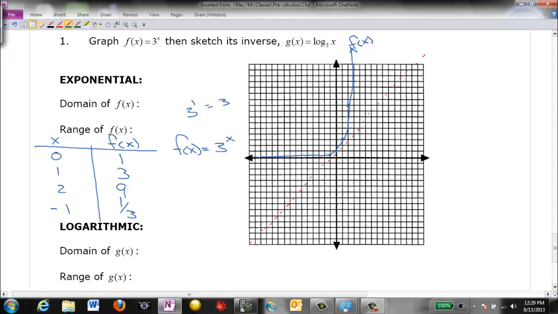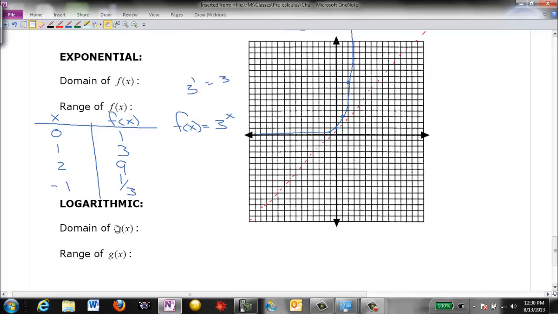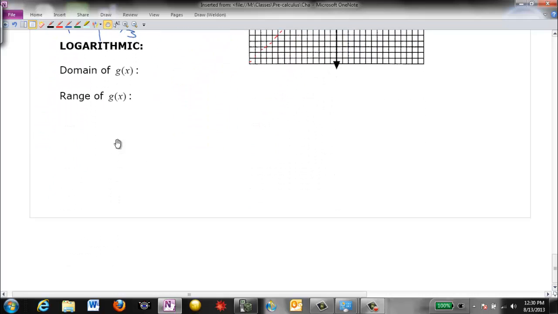Right. So now I'm going to go ahead, I'm going to start focusing on g of x, right? So g of x, according to the problem here, is log base 3 of x, right? Which is the inverse of 3 to the x. I'm going to come down here and I'm going to say, well, we have x and we have g of x. Create a table and get some ordered pairs that I can plot on the graph.